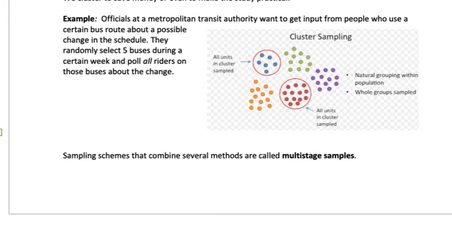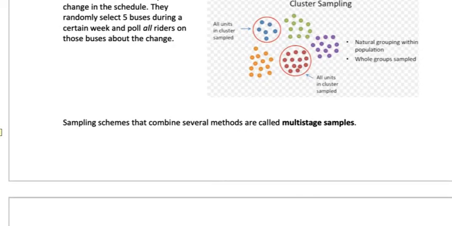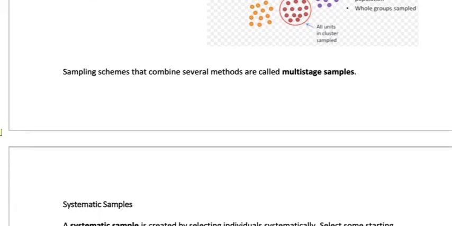Sometimes we might have a sampling scheme that combines several methods. You might randomly select boxes and then randomly select items within those boxes. Those are called multi-stage samples if you're using a few different sampling techniques or a few different levels of sampling in order to end up with your sample.